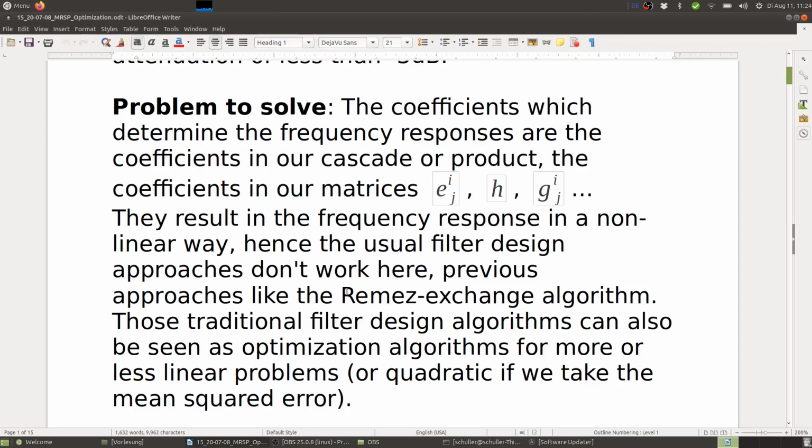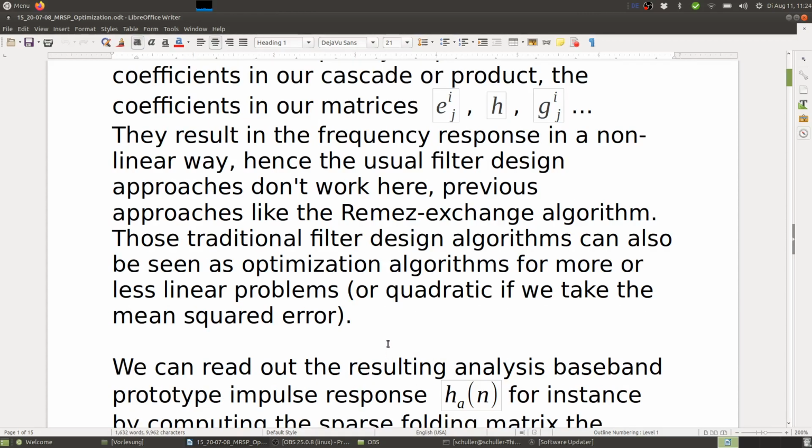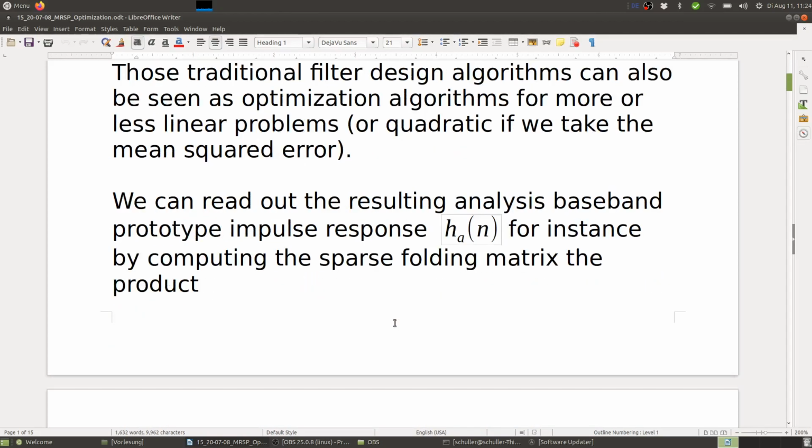Previous approaches, like the Remez exchange algorithm, right? There we have basically just a linear dependency of the frequency response from those coefficients. So those traditional filter design algorithms can also be seen as optimization algorithms for more or less linear problems, or quadratic if we take the mean squared error. Right, so quadratic is also relatively straightforward, but here we have higher order products.